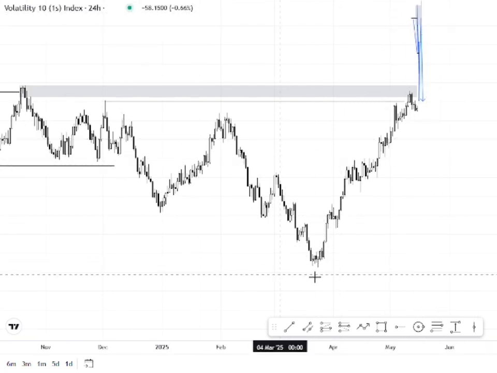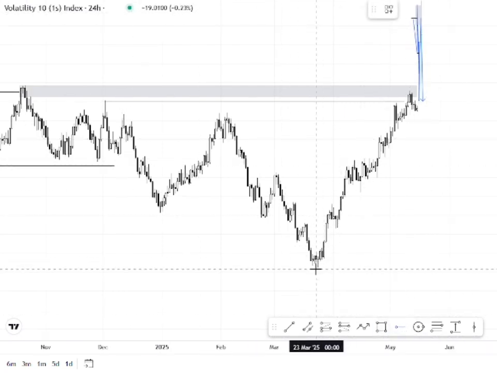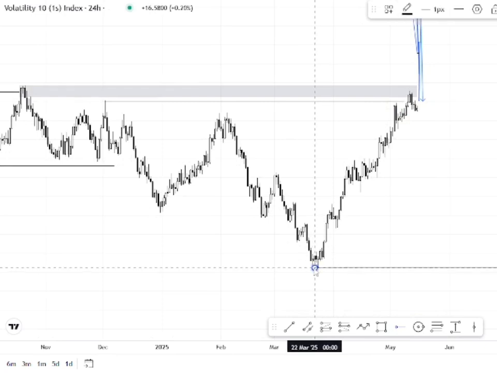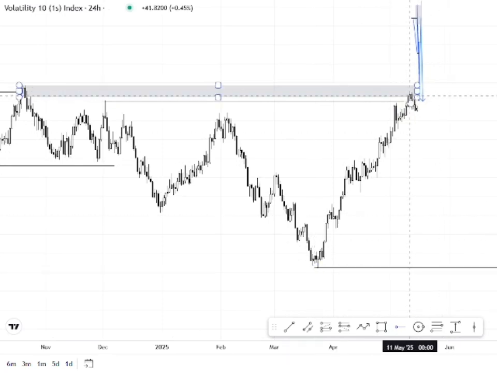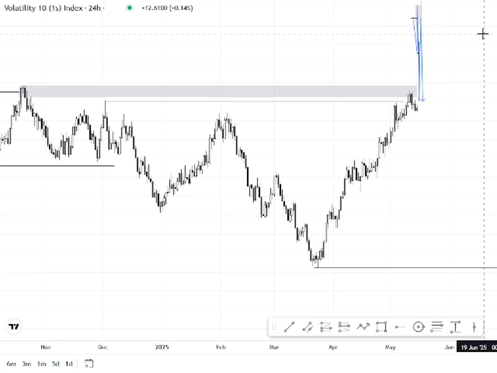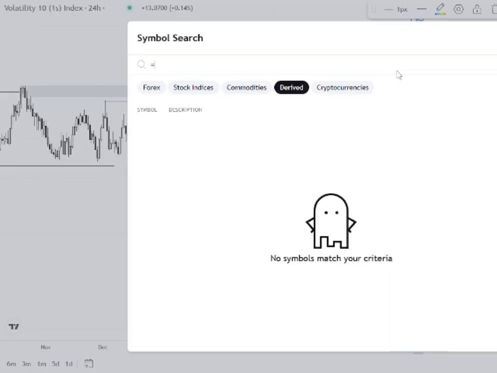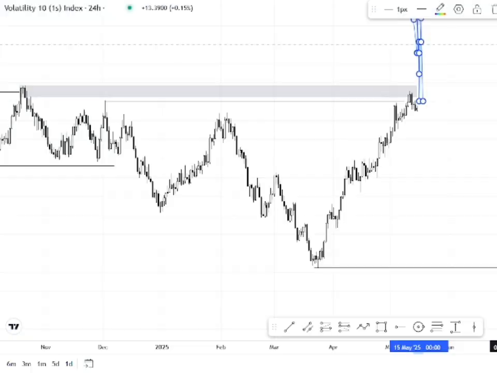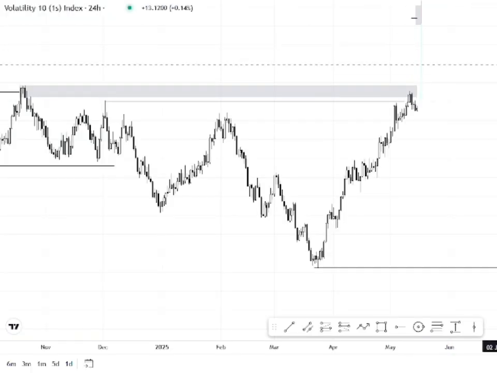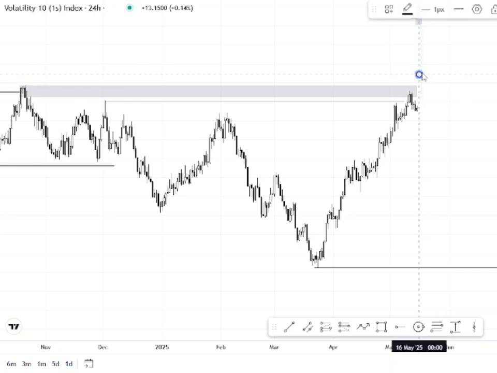Remember what I said here. So I'm going to mark out our target. That's our swing target. You can actually decide to swing from here, you know. Let me take this out. You can decide to swing this trade from here.